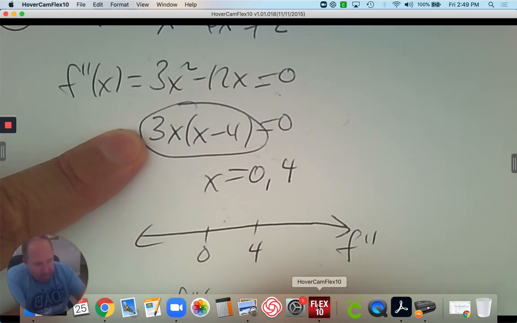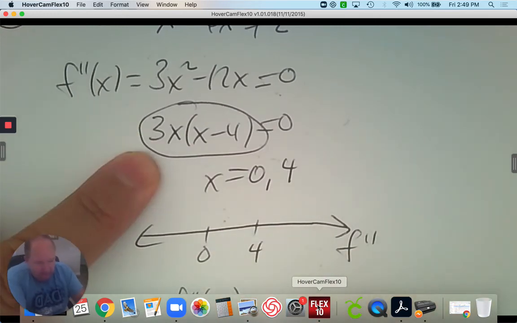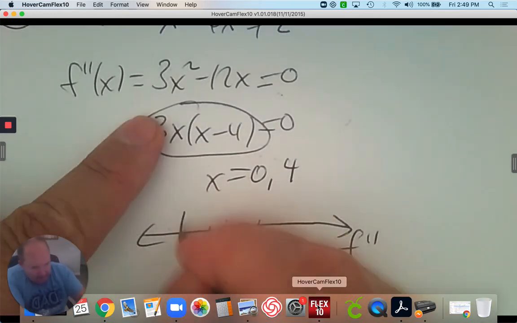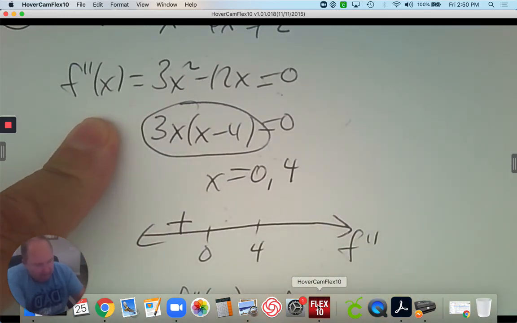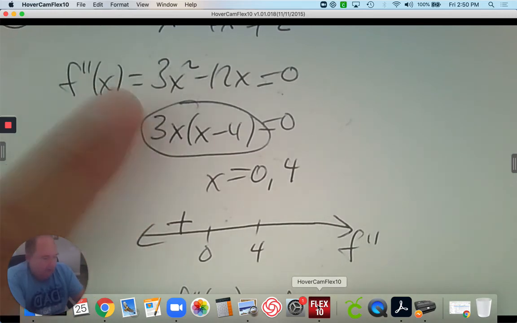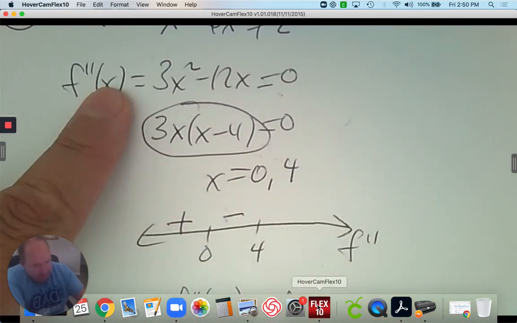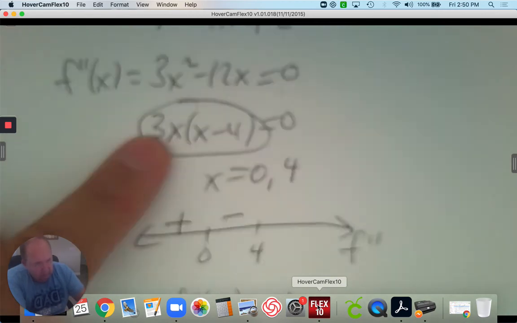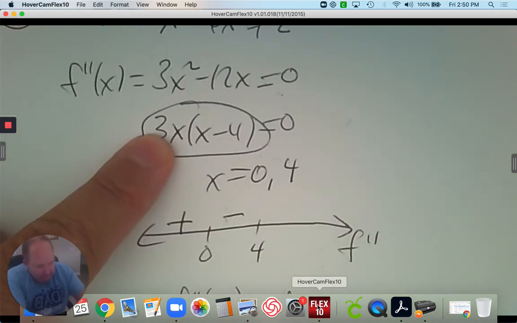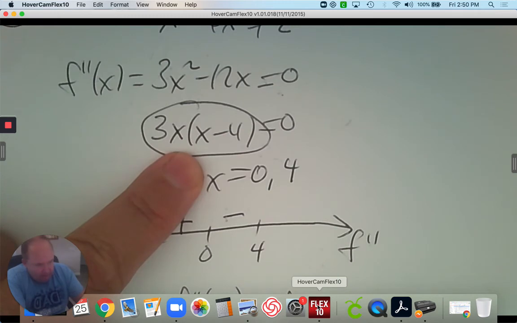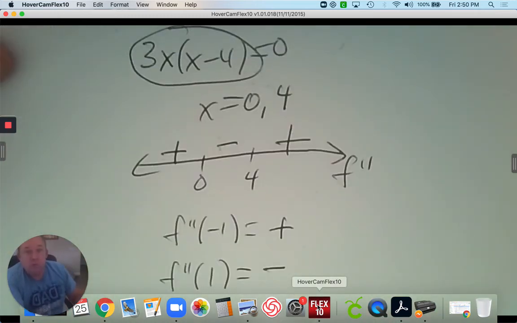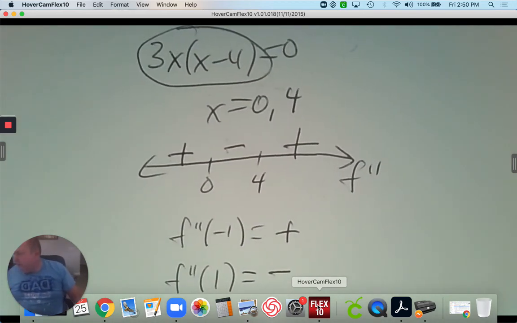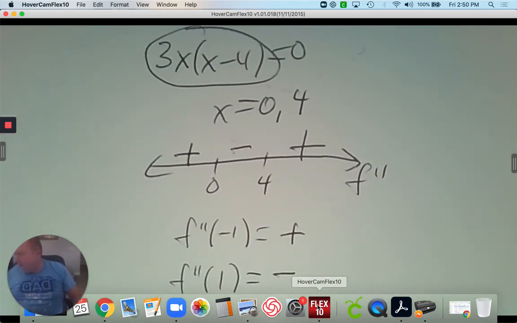So if you take negative 1 into the second derivative, you get a negative times a negative. Plug in positive 1, and you get a positive times a negative. And then 5, I mean, a number bigger than 4. 5 is a positive times a positive. So do you see there's a sign change at 0 and a sign change at 4? So those are my points of inflection.